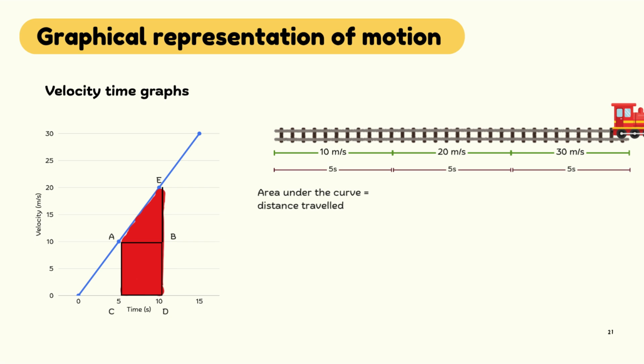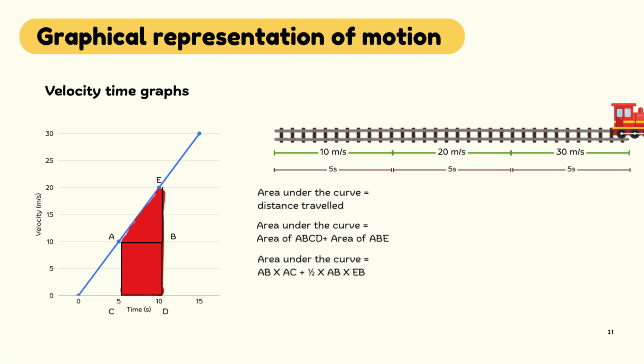If we want to find the distance traveled by the car between 5 to 10 seconds, we can find the area under the curve between 5 and 10 seconds, which gives us the distance traveled. So here the area is the area of ABCD plus the area of the triangle ABE. ABCD is a rectangle, so AB into AC, plus ABE is a triangle, so half into base into height, which is half into AB into EB.